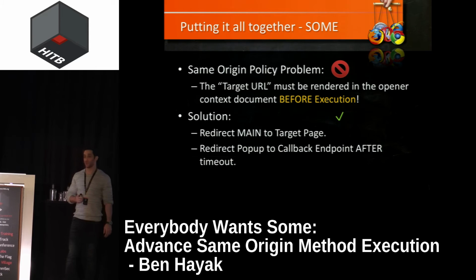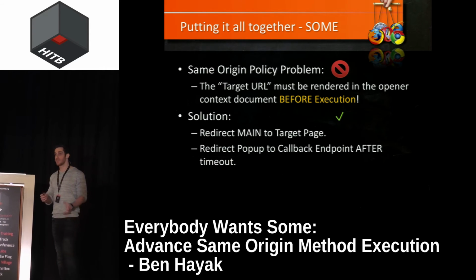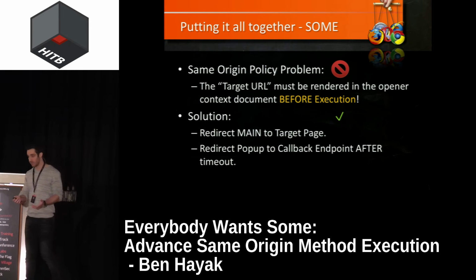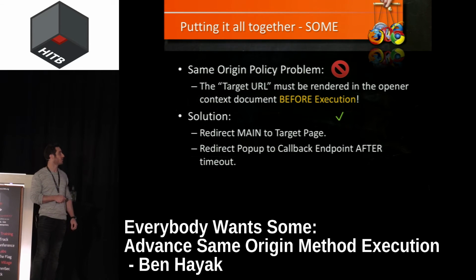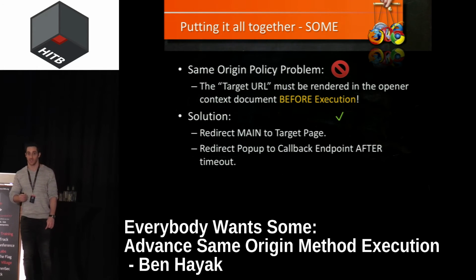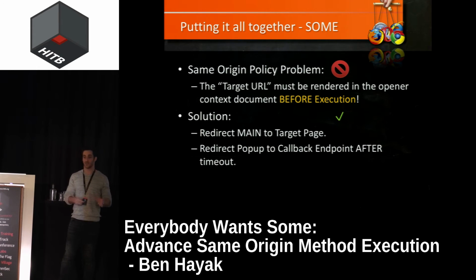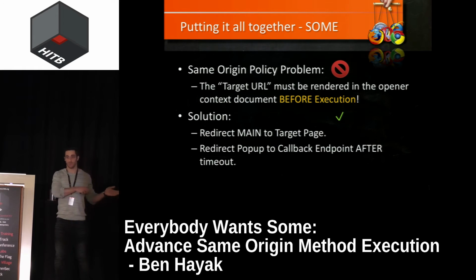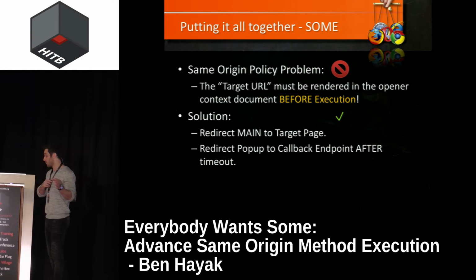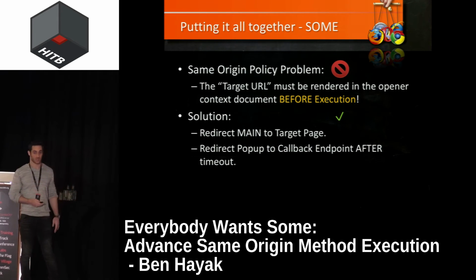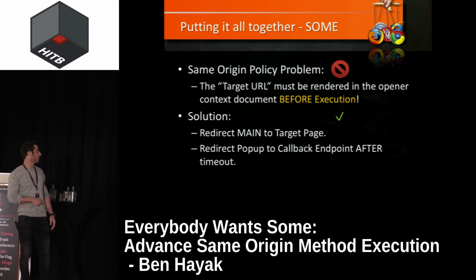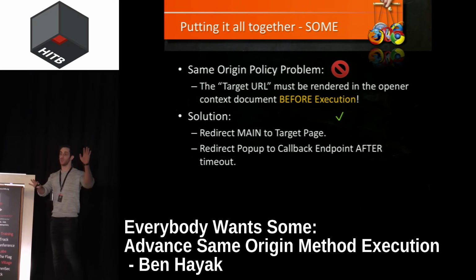We have one more challenge to solve, right? Because in browsers we have the same origin policy, we want to make sure that the target URL is rendered in the opener context before the execution takes place. So I told you, once you redirect to the callback endpoint, it executes a callback. So that's not good for us. We want to make sure that it executes a callback on the opener window, on the target URL, but we want to make sure the rendering of the target URL is completed and the DOM is ready for execution. So we do that by redirecting, like I said, we have the main window, we have the pop-up window.